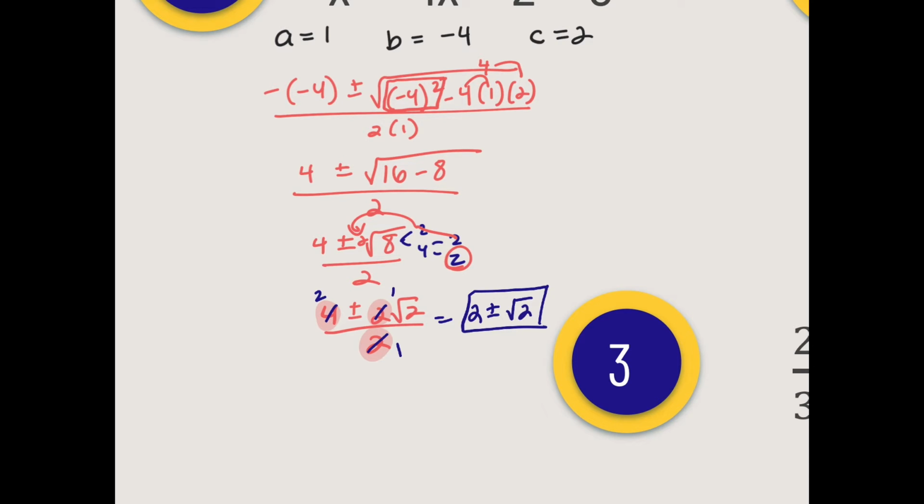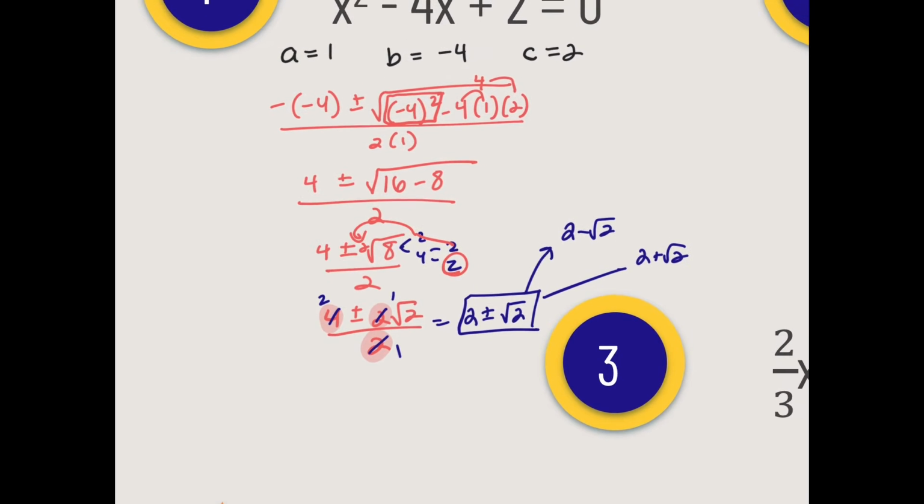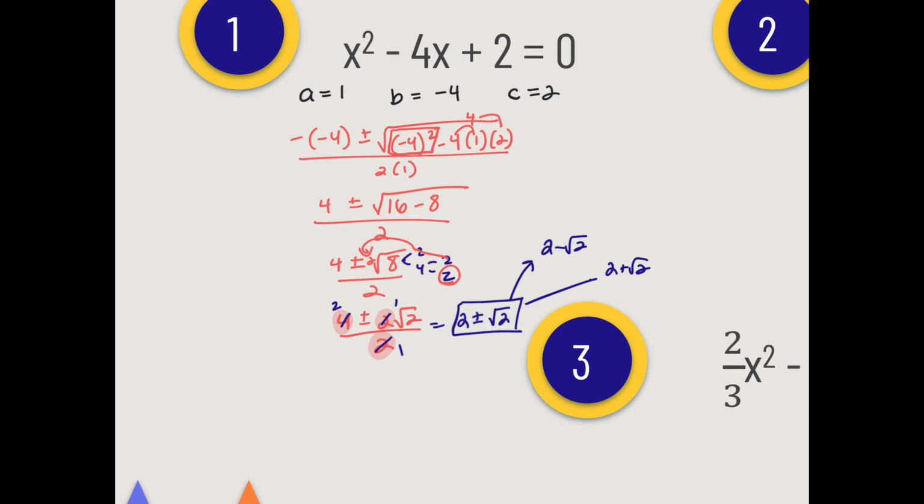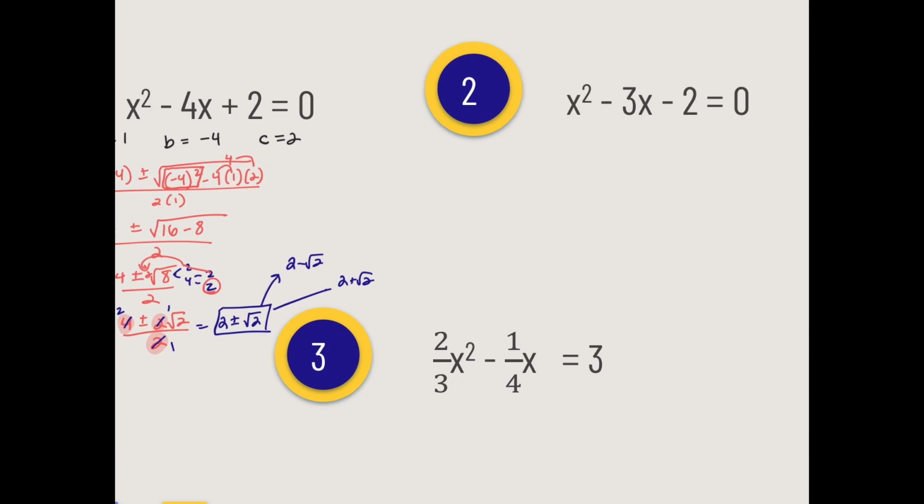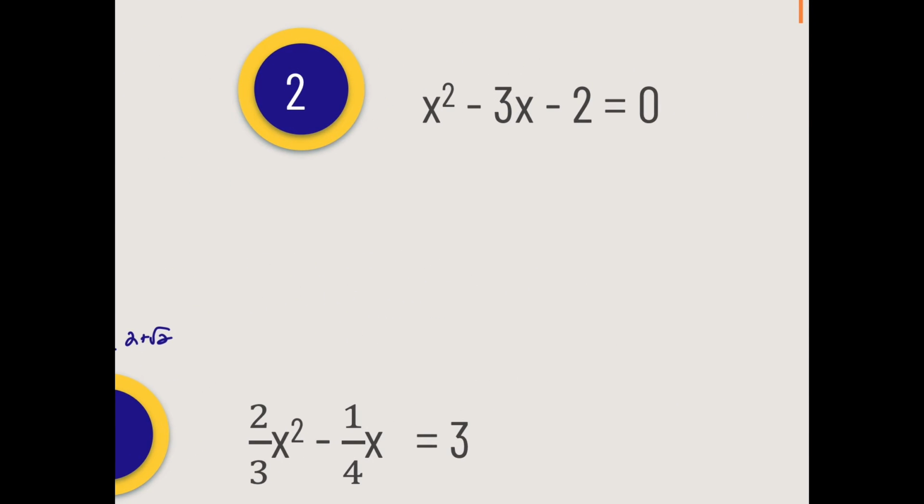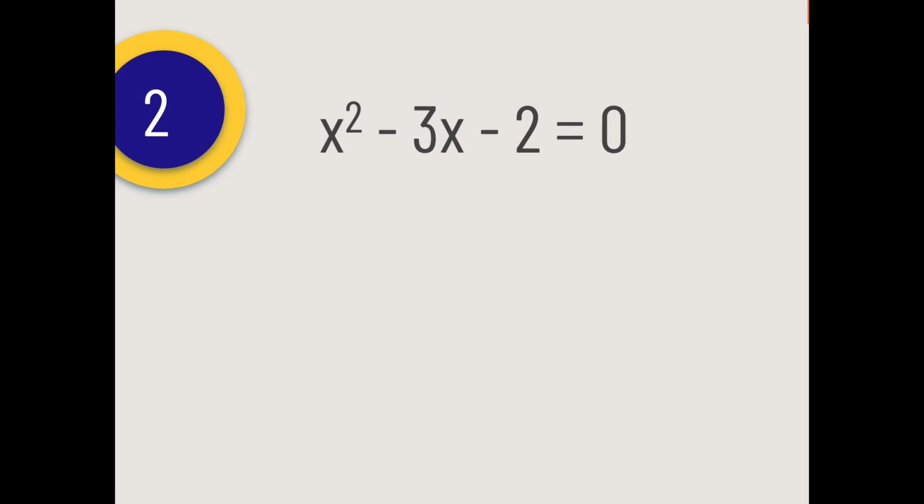Now, if I was to separate that out into 2 solutions, this would be 2 minus square root 2 and 2 plus square root 2. Okay, that's it. So now we just end up with equations that have different values. Some of them have fractions, you'll see, and get a little bit more complicated, but that is the overall use of the quadratic formula. So we look at 2.